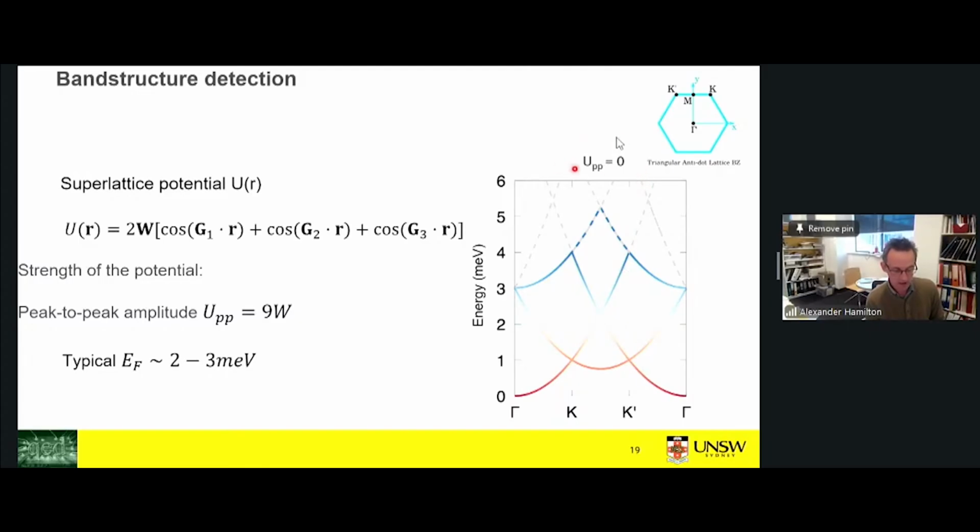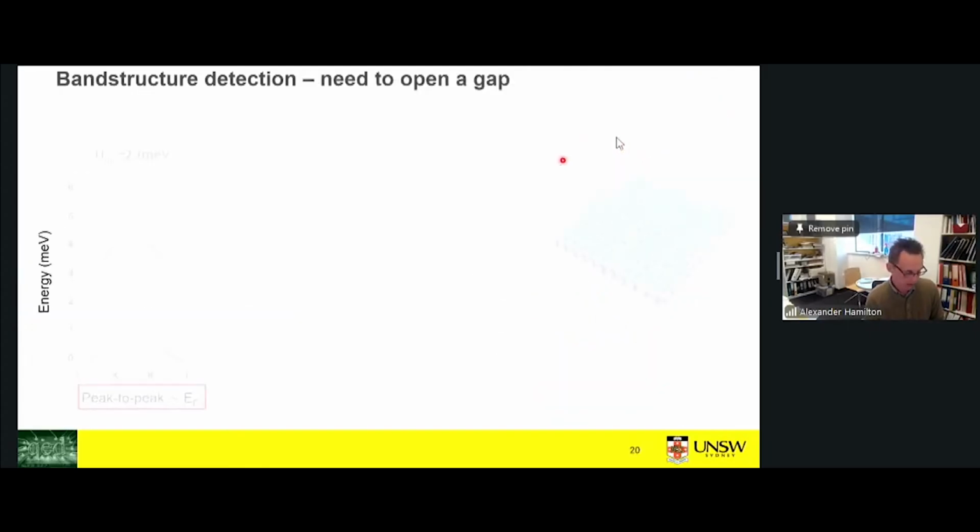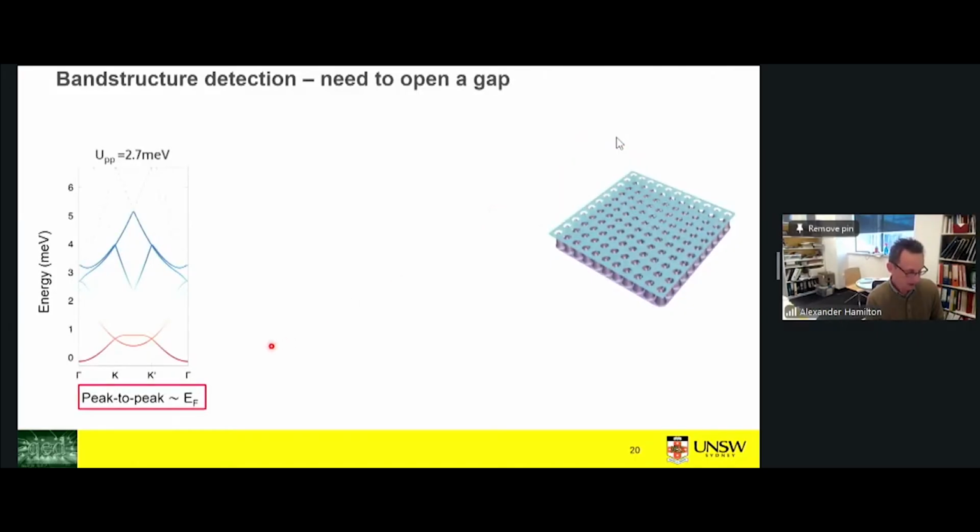So now let me turn up the modulation that I'm applying. When the peak-to-peak potential is of order the Fermi energy, then that parabola that I just showed you starts to open up little anti-crossings. You can see one of the anti-crossings there, and here's the other anti-crossing. But still, if you look at this band structure, at no point do you see a band gap. There are always available states. So we need to make the modulation stronger.